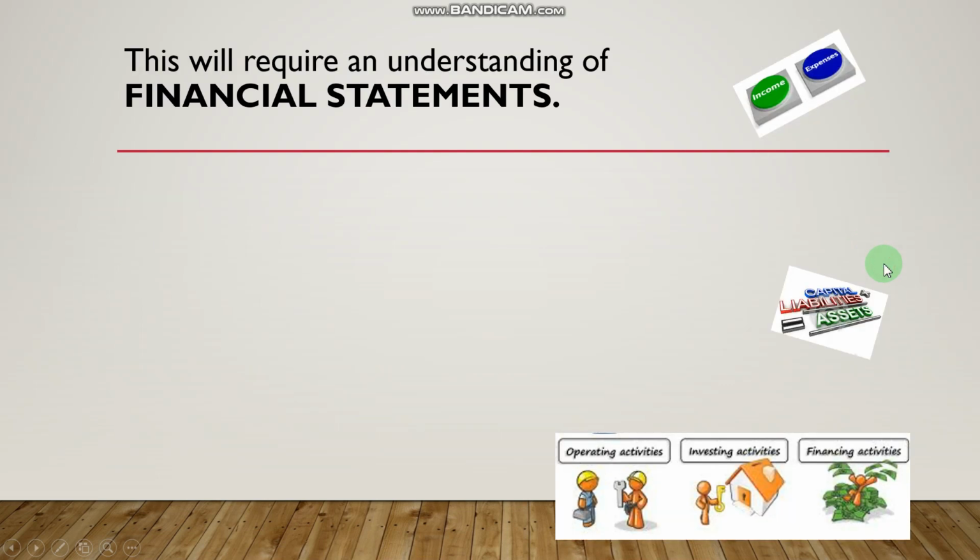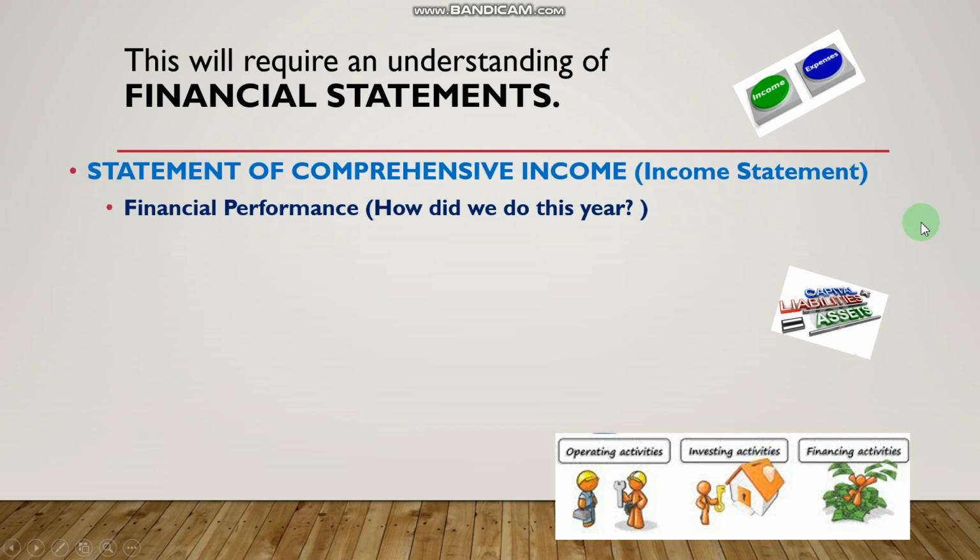Okay, so obviously we need to understand the financial statements if we're going to analyze them. So let's quickly glance at the financial statements that we have covered so far. First of all, we looked at the income statement, which is now referred to as the statement of comprehensive income. This financial statement tells us how we did, our financial performance. How did we do this year? Did we make a profit or did we make a loss? That's what you will see on your income statement.